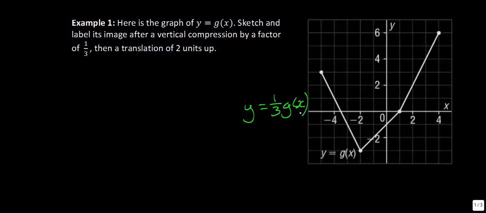All right, so basically all the x values will stay the same, but the y values are going to get multiplied by a third. So if we take a look at this point right here, that has a y coordinate of 3, it's now going to be right down here at positive 1.